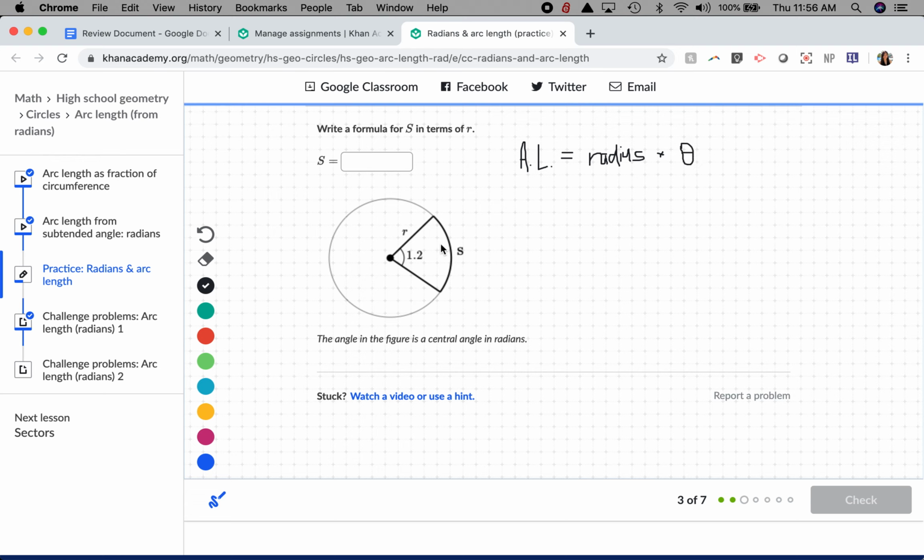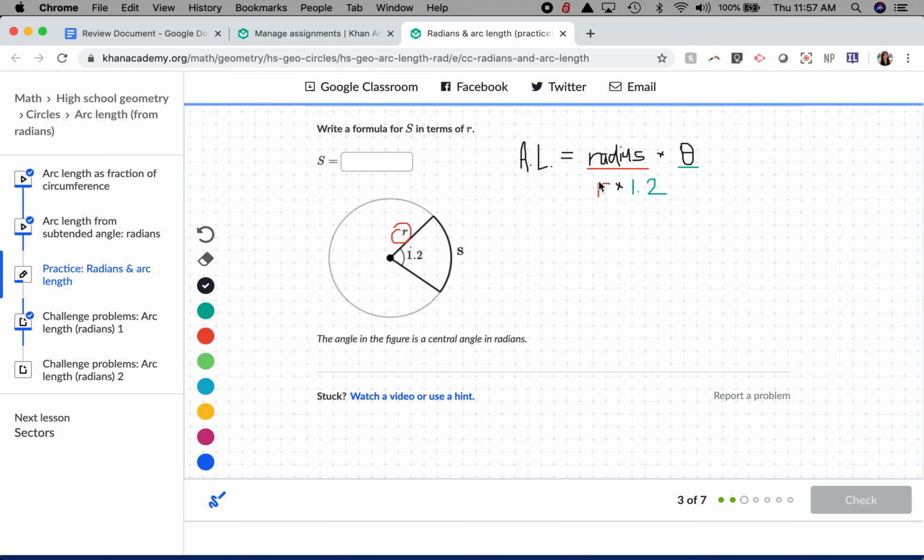All right, so if we have the radius here is R, and we have theta as 1.2, multiplying those two together is what's going to give us our arc length. Now in this situation, we're not even being asked to determine the arc length itself. We're just being asked to write a formula for it.